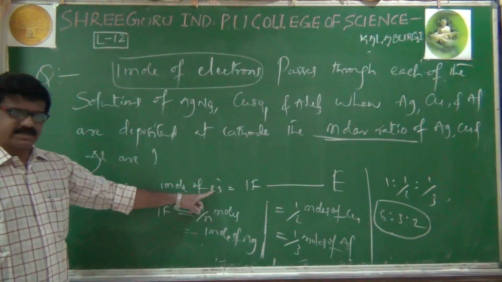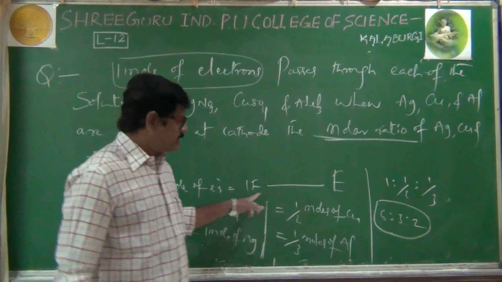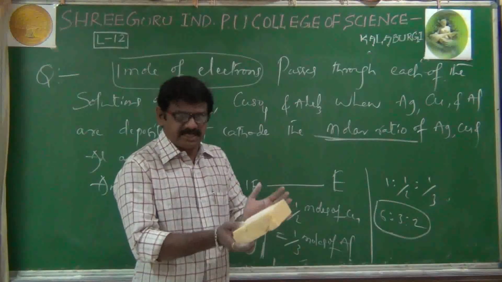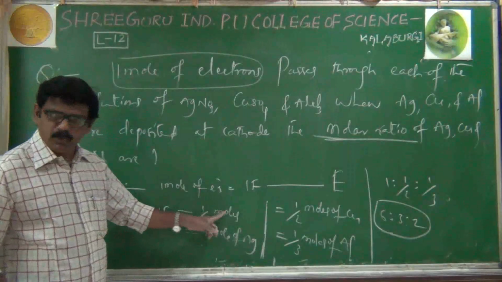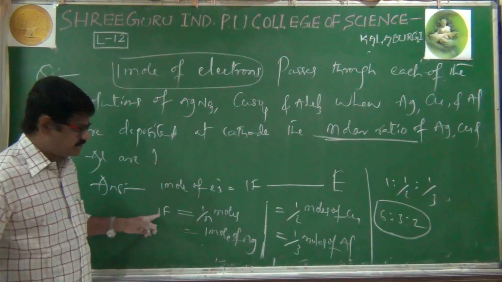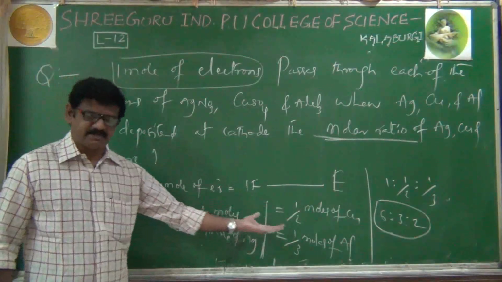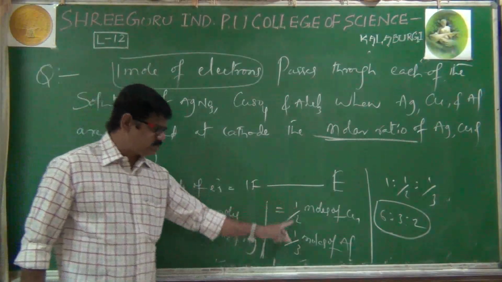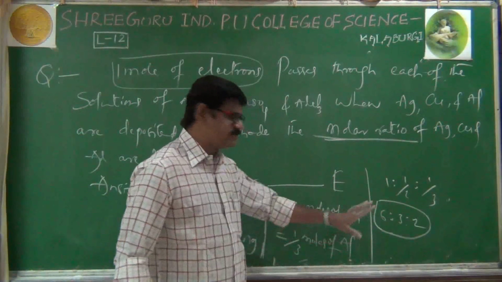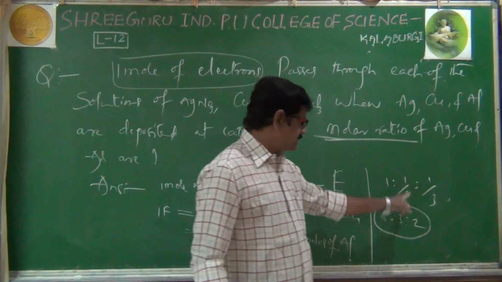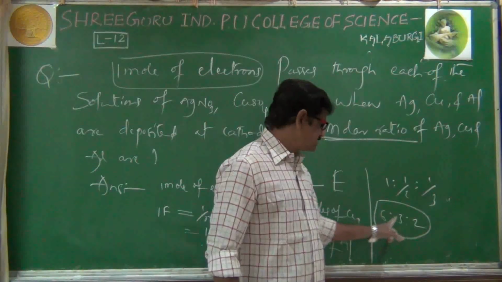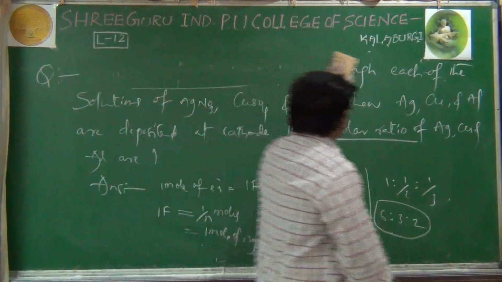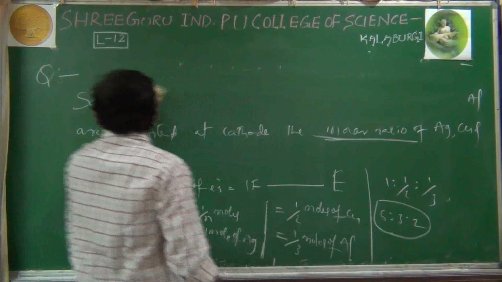1 mole of electrons is nothing but 1 Faraday. 1 Faraday is nothing but the equivalent mass of substance deposited, as far as amount is concerned. But the question is asking for a moles ratio. That's why for 1 Faraday, 1 by n moles of substance is deposited: 1 by 1 moles of silver, 1 by 2 moles of copper, 1 by 3 moles of aluminium. That's why 1 is to 1 by 2 is to 1 by 3 is nothing but 6 is to 3 is to 2. Right. Next, one more similar question we'll see.